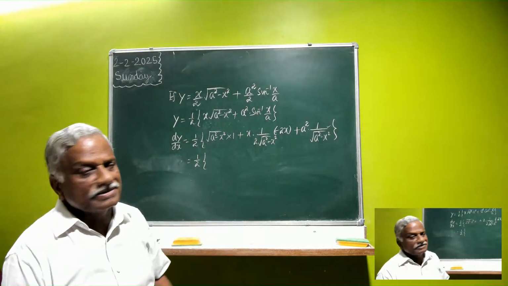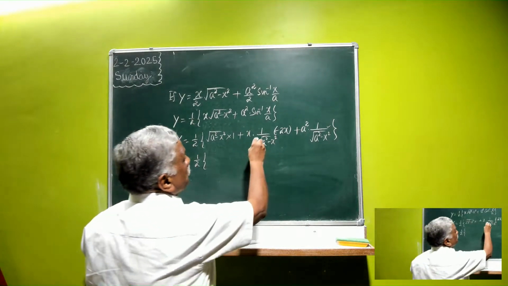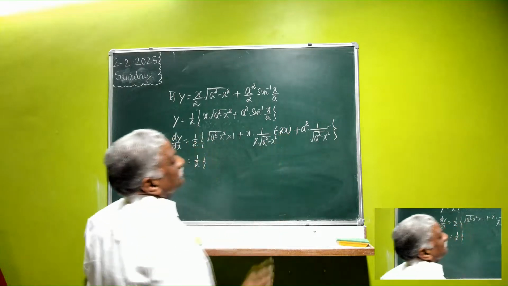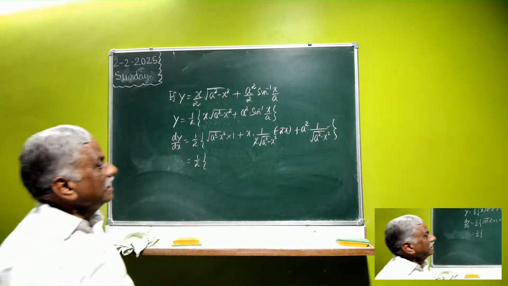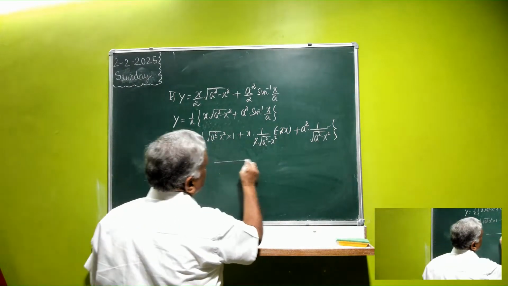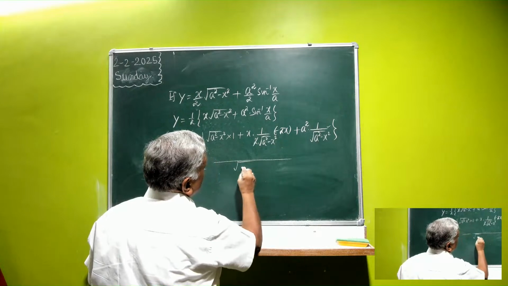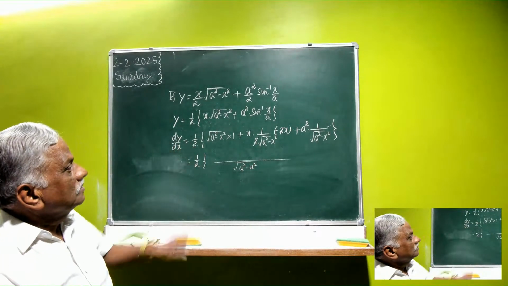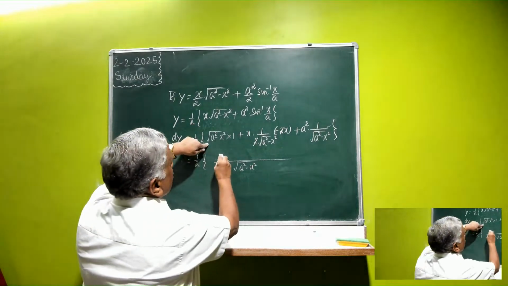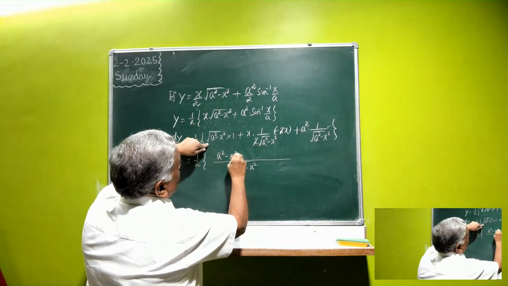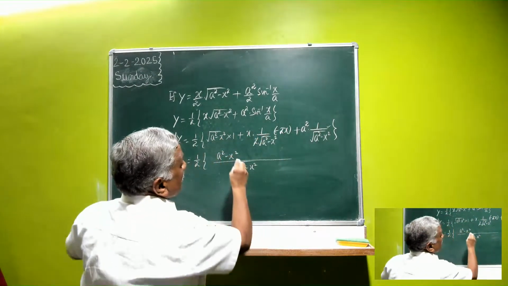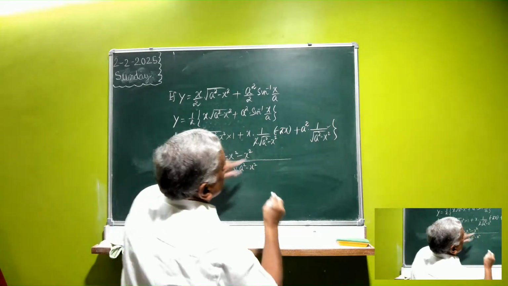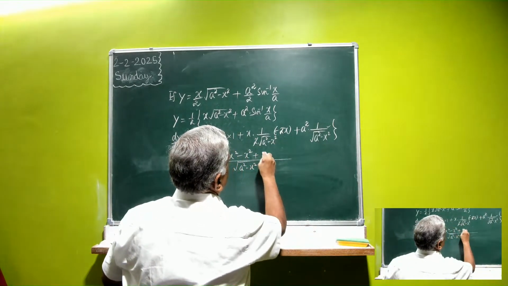Otherwise, you can practice it easily. Here it is 2 and 2, you can cancel this. And take the LCM. The LCM is root of a square minus x square. So this will become a square minus x square. This will become x into x minus x square plus a square.